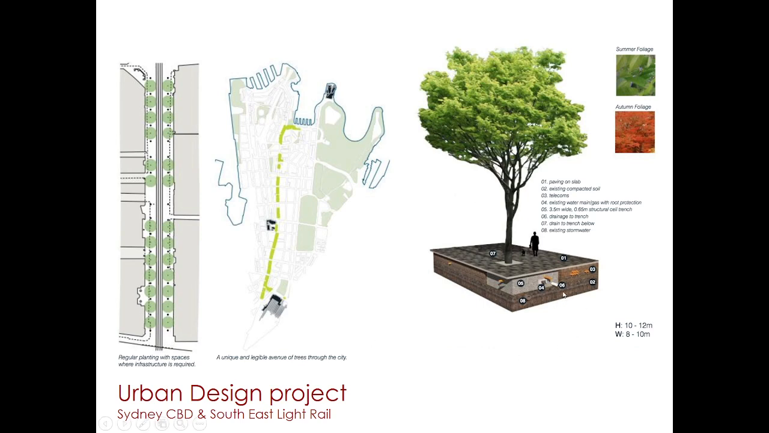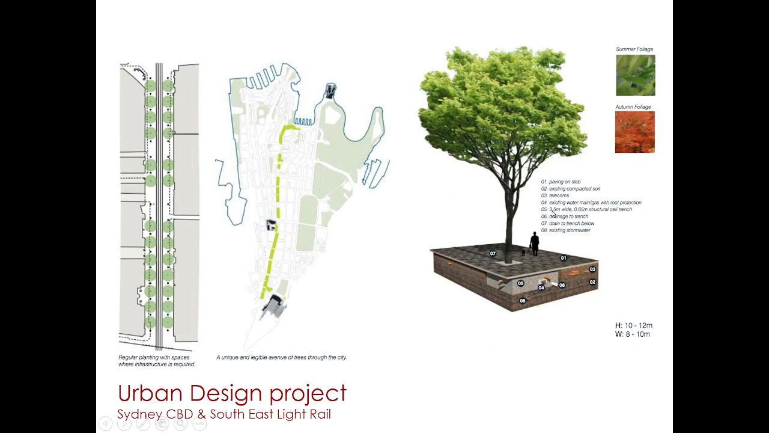And then over here is just a street section showing a street tree and the different utilities underneath the tree, like drainage and telecoms. Also maybe electrical lines, I'm not sure. So number 1 is paving on the slab, number 2 is existing compacted soil, number 3 is the telecom lines, number 4 is existing mains, water mains slash gas with root protection that's down here.